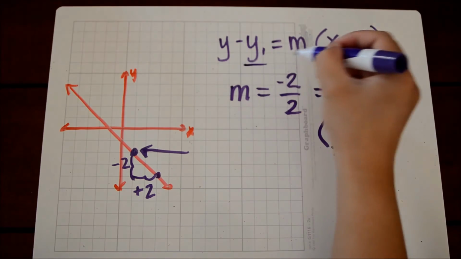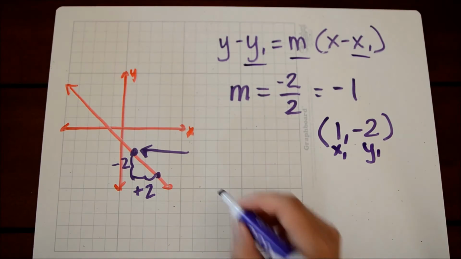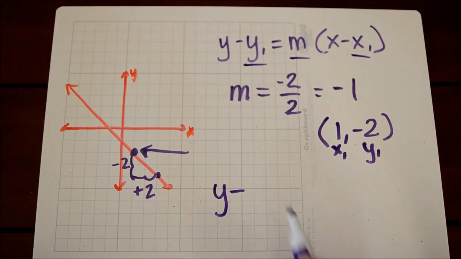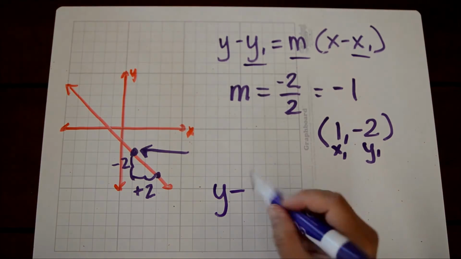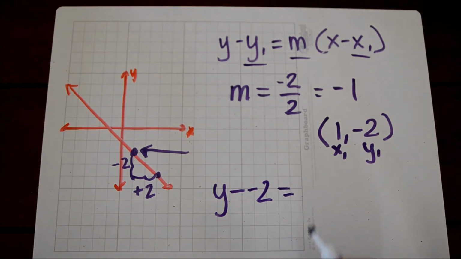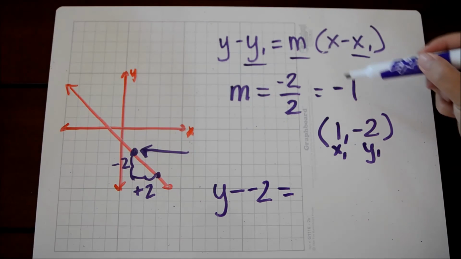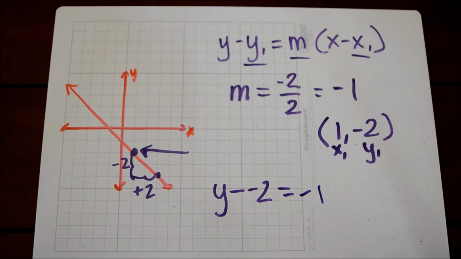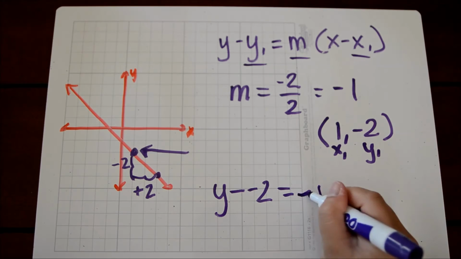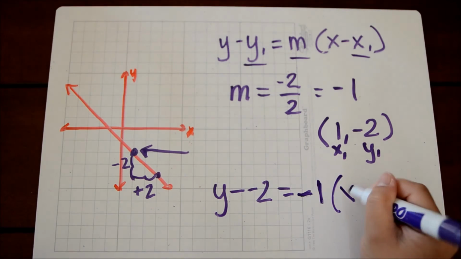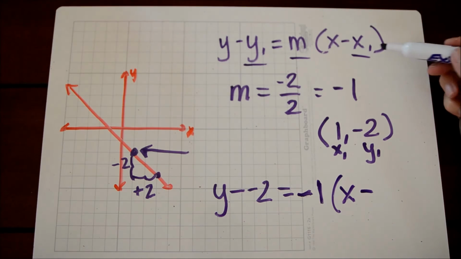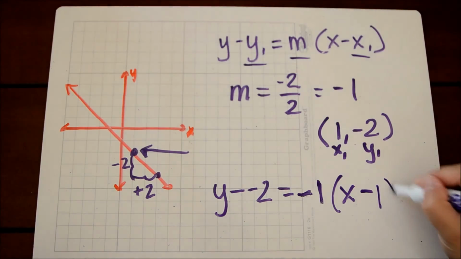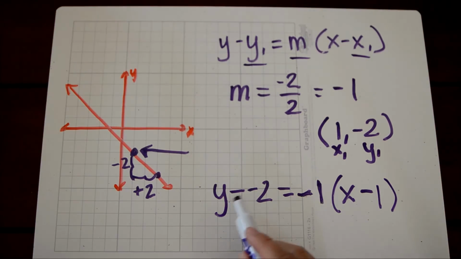Substitute these values in for y1, m, and x1. We have y minus our y1, which is -2, equals our slope, which is -1, times x minus our x1, which is 1. Again, we don't like that minus and negative, so let's go ahead and change that to a plus. And here's one possible answer from this graph.